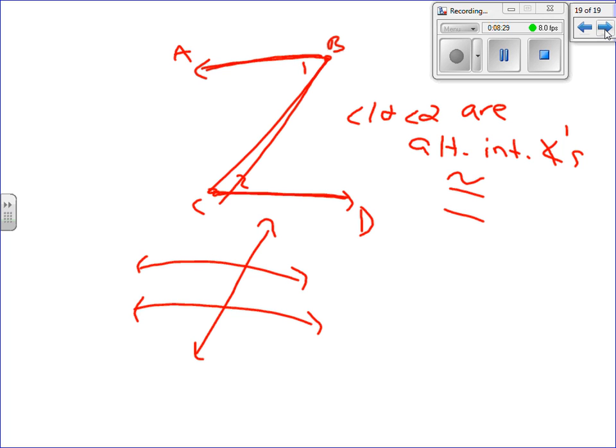So that's pretty much everything you're going to need to know on parallel lines and transversals, and that also is pretty much every angle relationship we have learned. The only one I didn't mention was complementary. That's just when two or more angles add up to 90 degrees to form a right angle.